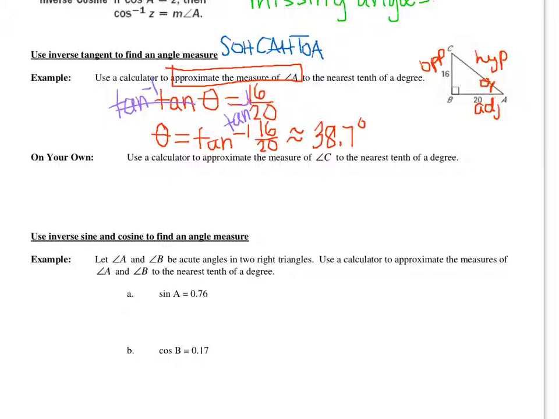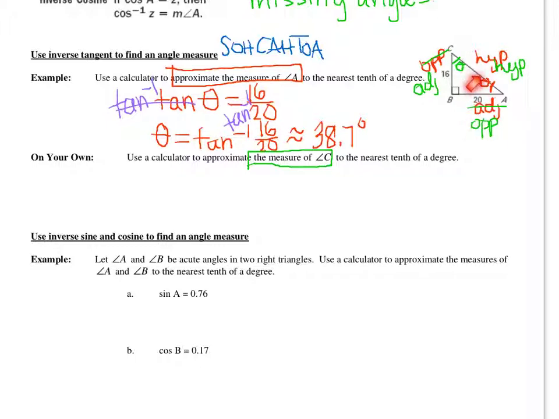Look at the next problem. It says use a calculator to approximate the measure of angle C. So now we're looking for angle C. On my picture up here in green, here's angle C, so that's my angle I'm looking for. That's my unknown, my theta. I'm going to label my sides according to angle C now. So now 16 is my adjacent side, and 20 isn't my adjacent anymore. 20 is my opposite side. But my hypotenuse still stays the same. Your hypotenuse is always across from the right angle. So if I want to find angle C, that's my angle I'm looking for, you're going to say what uses adjacent, because I know my adjacent, and opposite, because I know my opposite.